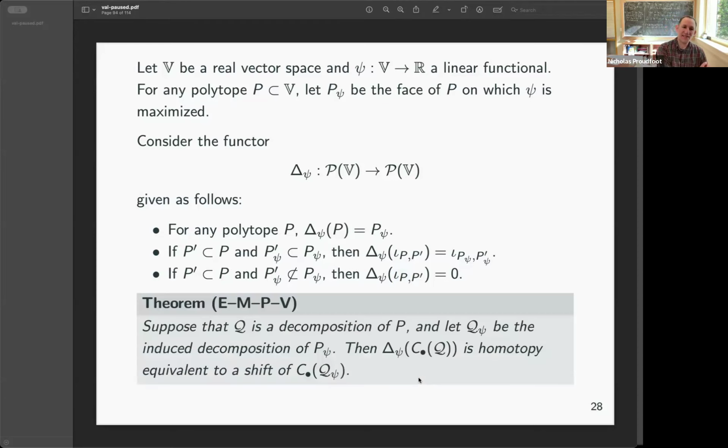So that's my functor. And then the theorem is that if Q is a decomposition of P, then I can look at the induced decomposition of P psi, just as we did before. And my functor will take the complex associated with Q, not to the complex associated with Q psi, but to a shift of that up to homotopy, which is good enough for Macmillan's theorem.